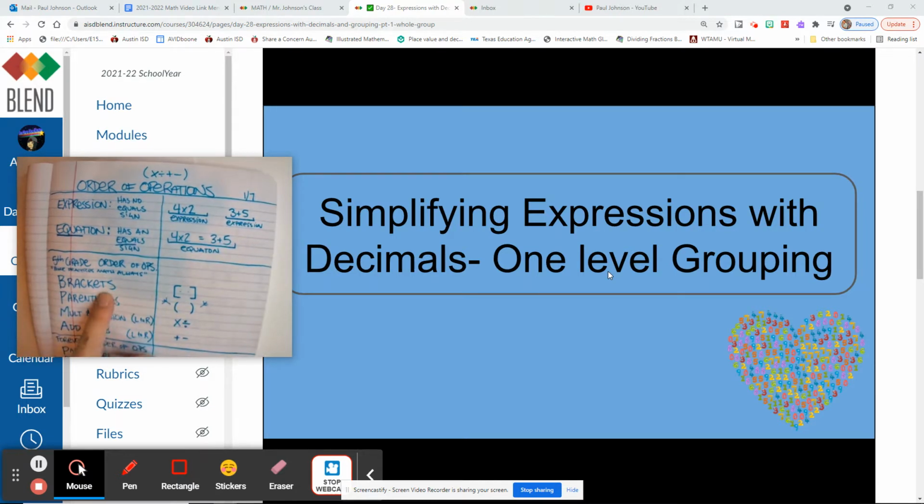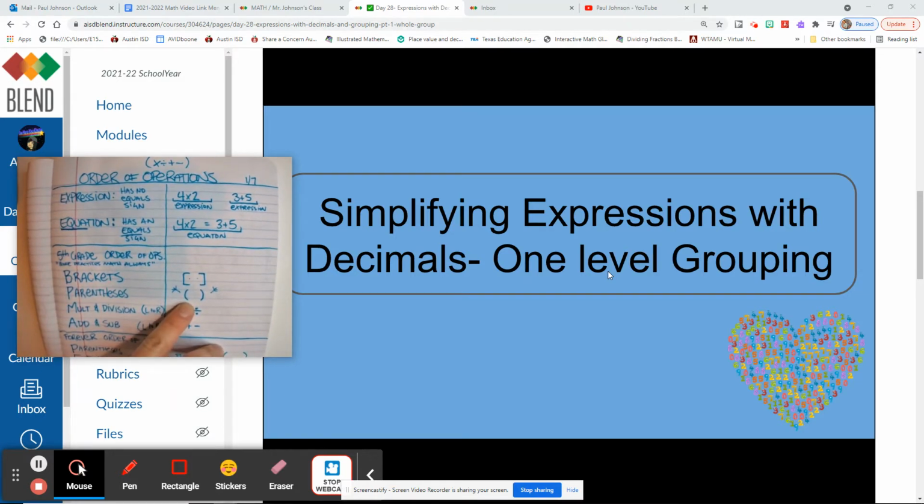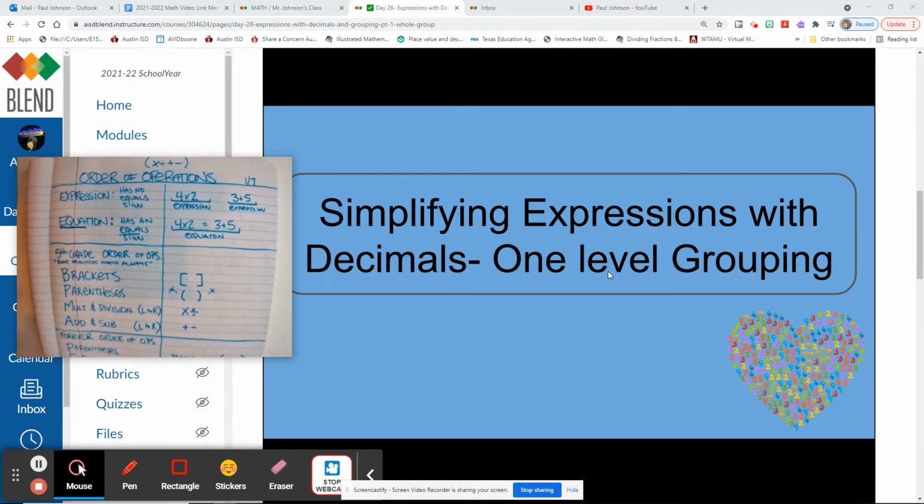Remember, grouping symbols are like brackets and parentheses, right? I just made it look like a robot with little arms and stuff. But those are brackets, those are parentheses, those are grouping symbols, all right? So grouping symbols, remember, we must do the things in grouping symbols before we move to anything else.